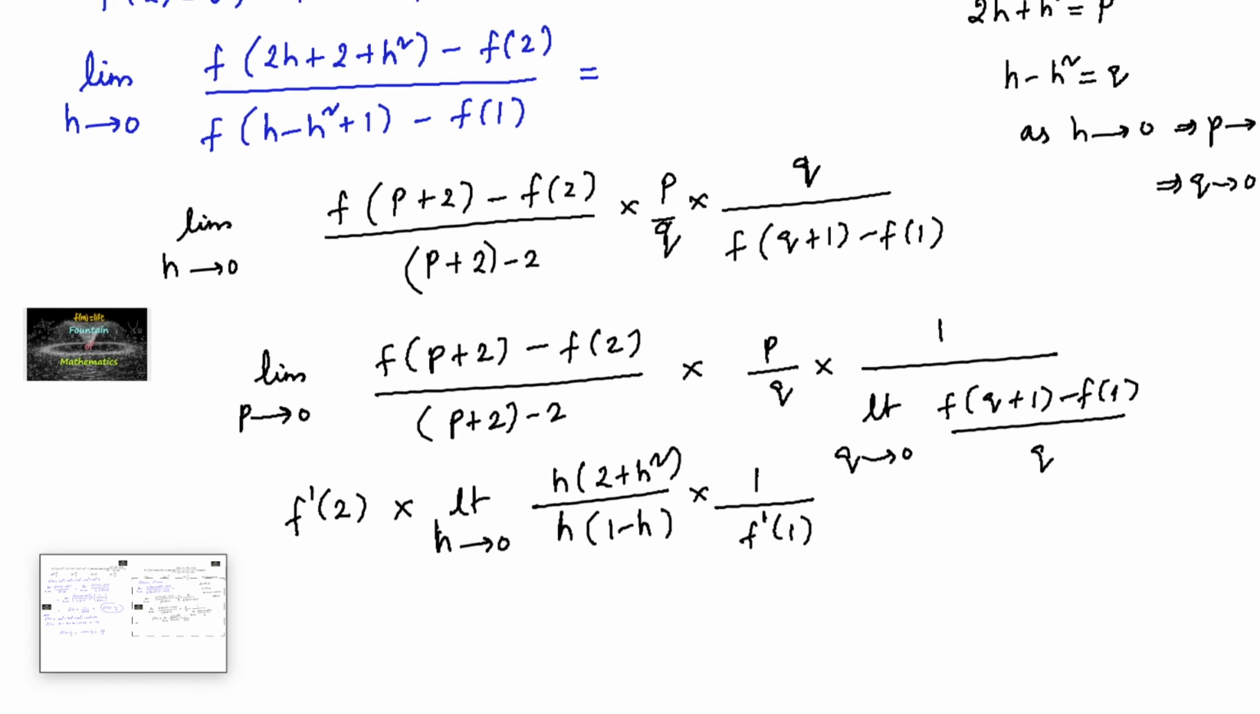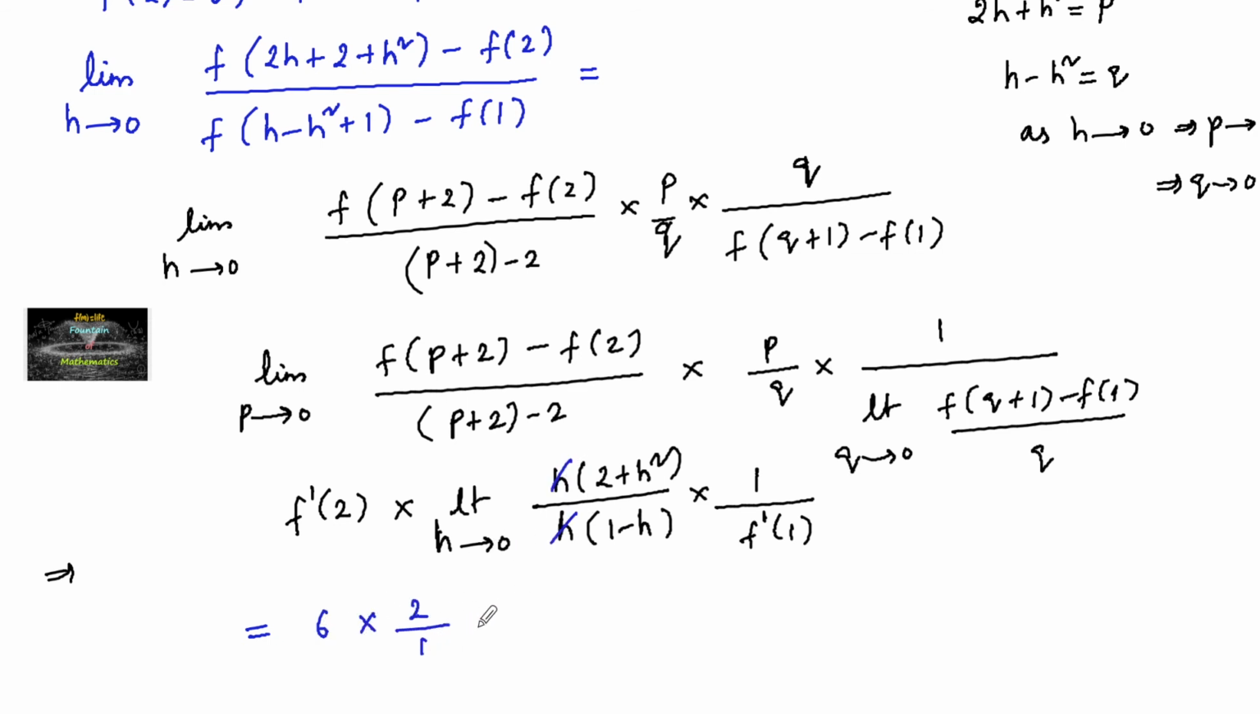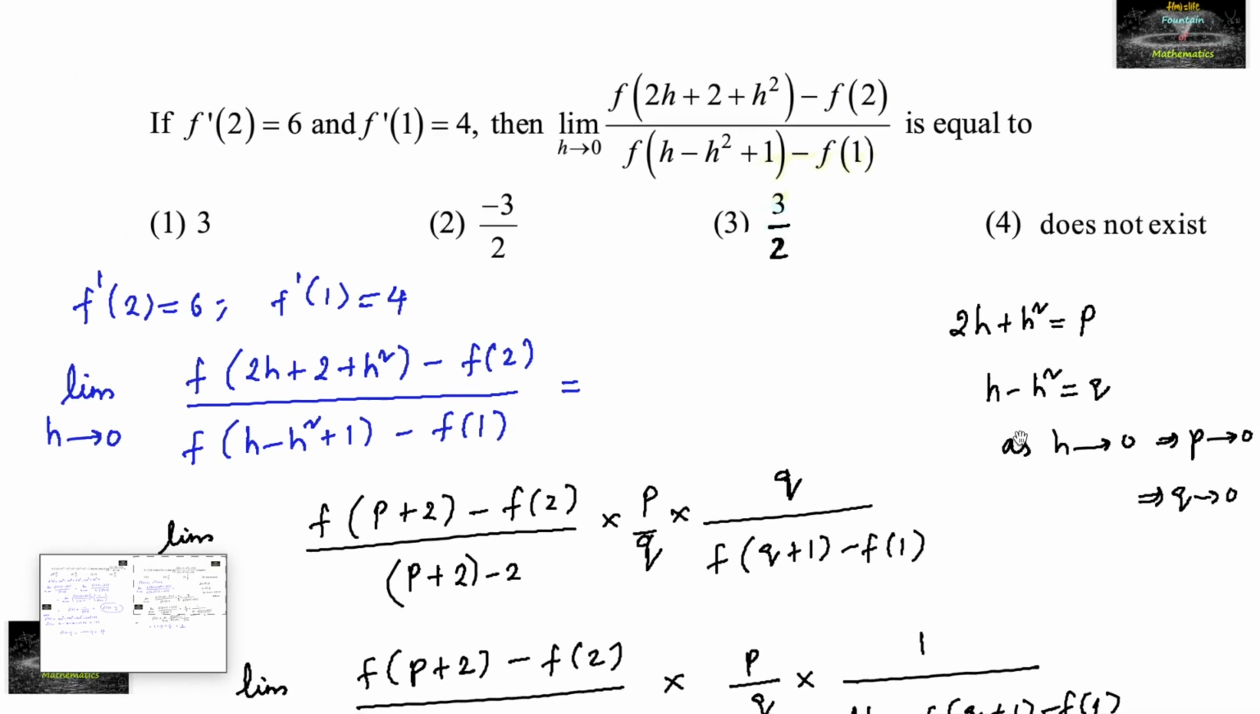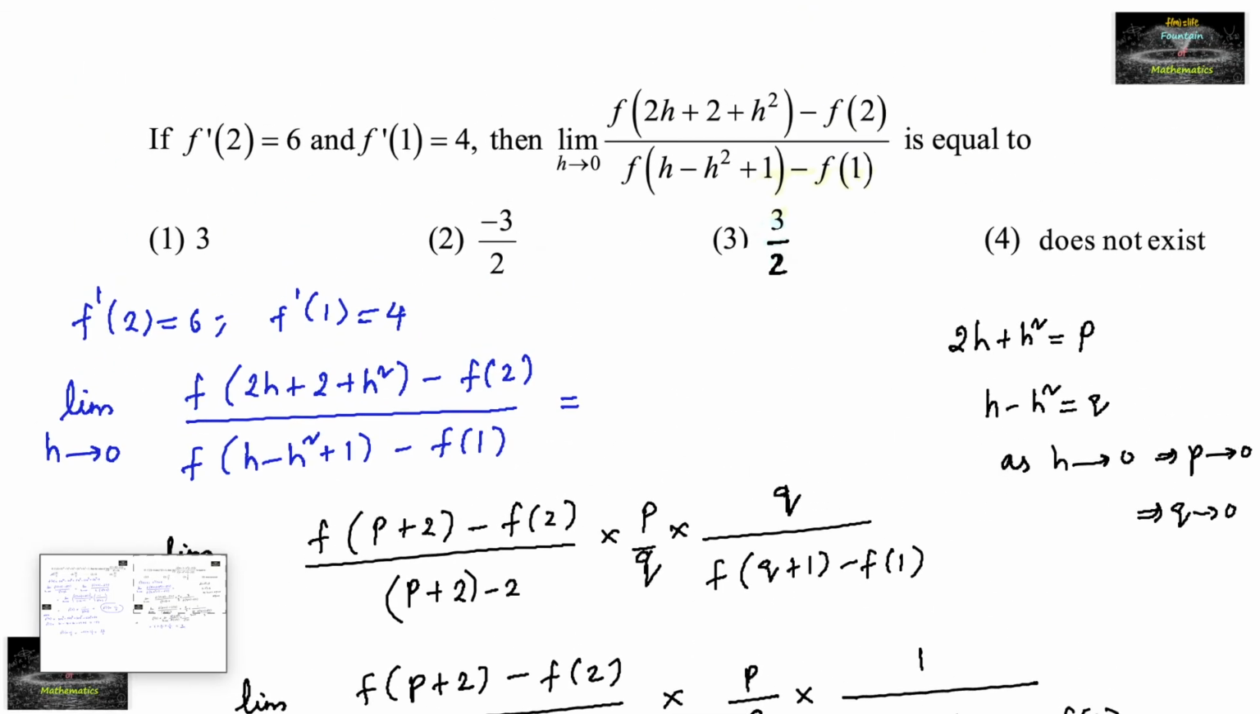Since f'(2) is equal to 6, this is 6 into limit h tends to 0, (2 + h) upon (1 - h), which becomes 2 upon 1, into 1 upon f'(1), and f'(1) is equal to 4. 6 twos are 12, upon 4 will give the answer 3. So we can give the answer 3, which is option 1. This is the answer.